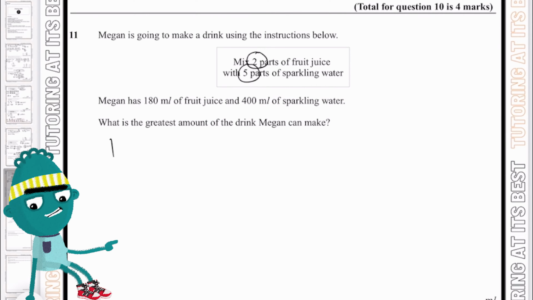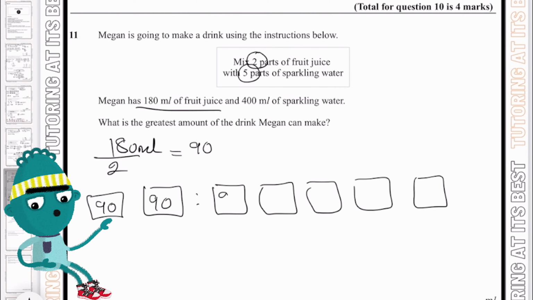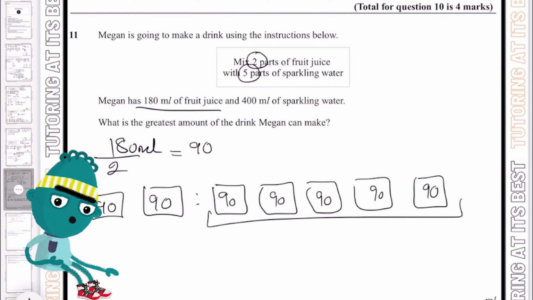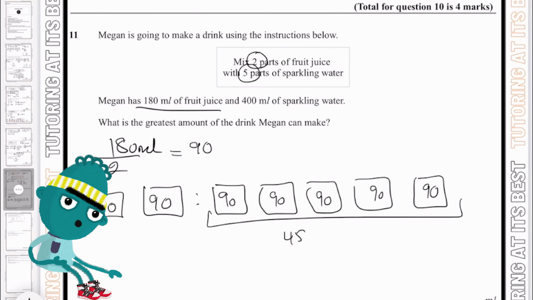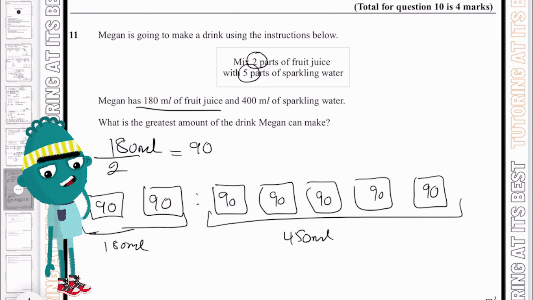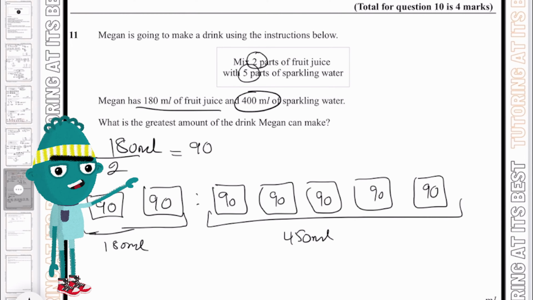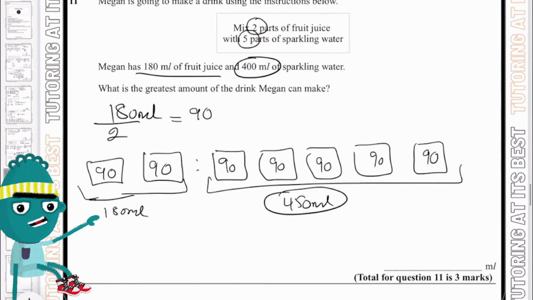So now with 180 milliliters of fruit juice, we now know if we divide that by 2 parts, that will be 90. So we've got 2 parts here with 90 each, and then 5 parts of sparkling water. So again, if we put 90 in each one, we now know 90 times 5 is 450 milliliters. And that clearly is not enough, because that would mean that we have 50 milliliters short of sparkling water when we would require 450 milliliters.